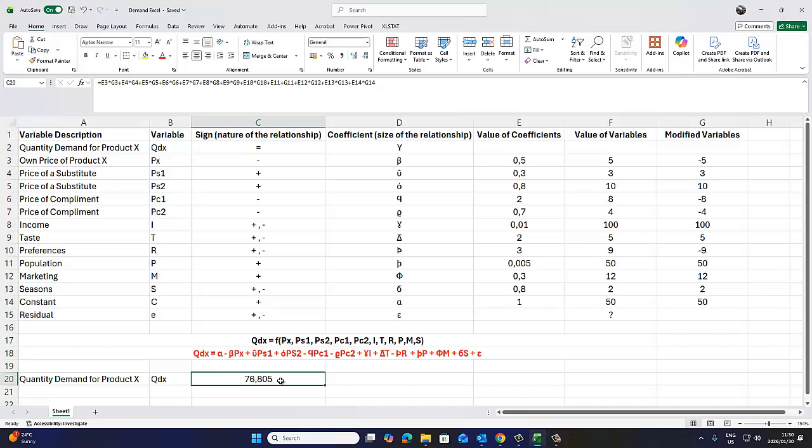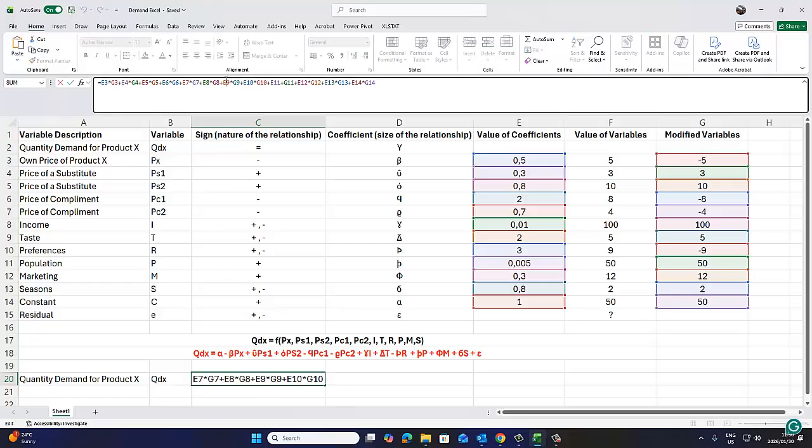76,805. That seems a lot, huh? E3 times G3 plus. I'm not sure my formula is right. There we go. There's a problem here. E10 plus E11, that must be a multiply.